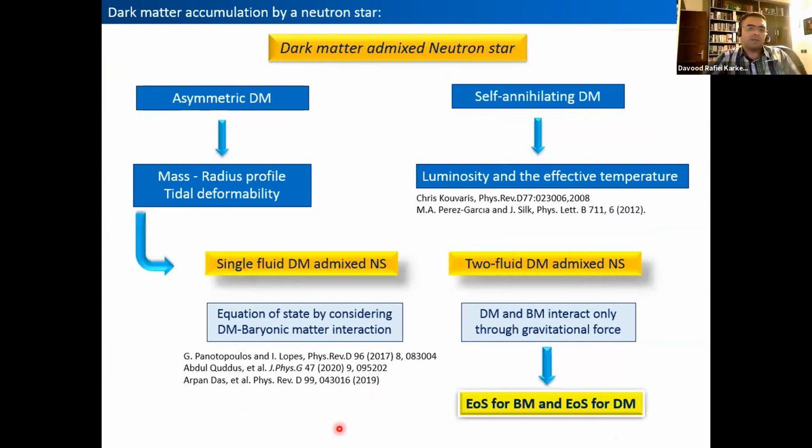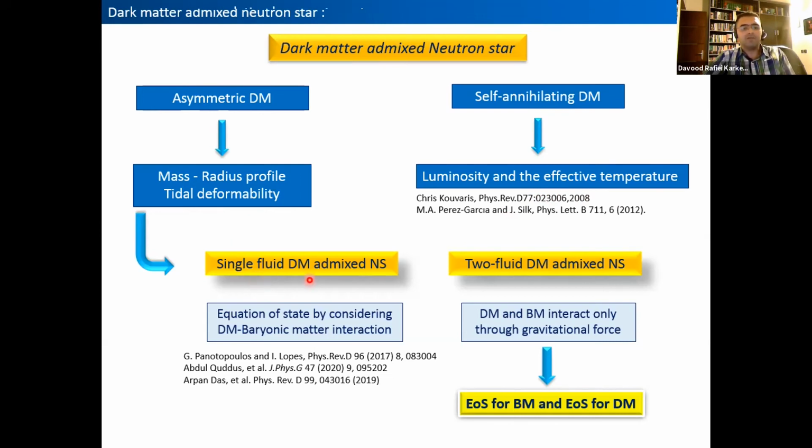However, regardless of how much and how dark matter can exist in neutron star, when we have dark matter in neutron star, we call it dark matter admixed neutron star. And in terms of the dark matter model, we have two different cases. One is the asymmetric dark matter, which is our considered model, and the other one is self-annihilating dark matter, for which the most important observable quantity is the luminosity and effective temperature. However, for this one that we have stable dark matter, mass radius profile and tidal deformability are the most useful observable quantities.